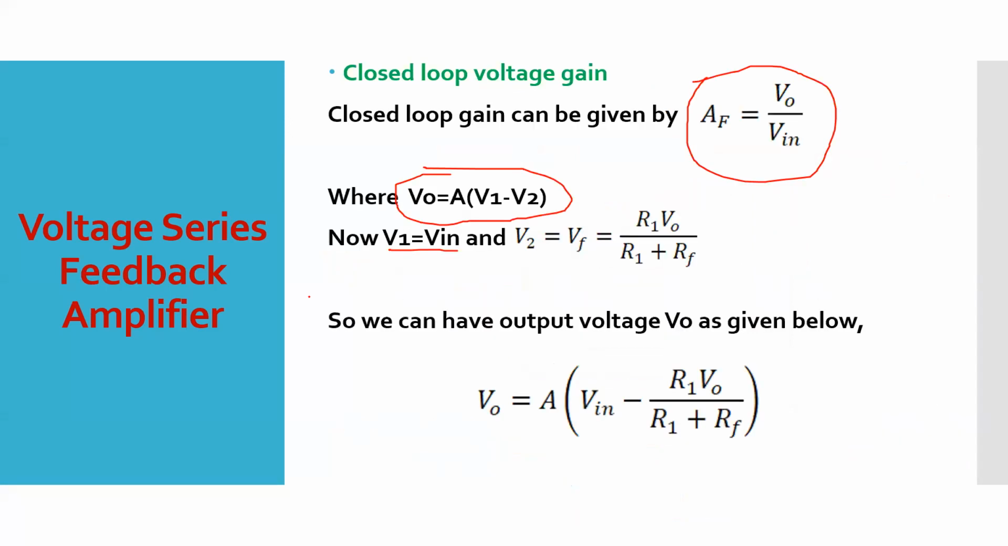Now that equation we have taken here, you can see that Vin is equal to V1 and V2 is equal to VF, that we have taken here like this. So if you put this value of V1 and V2 in this equation, what will you get? V0 equal to, can I take A as it is here? In bracket, in place of V1, I can take Vin, right? And in place of V2, I can put the value of VF, that is, R1 divided by R1 plus RF into V0, so that I have taken here. Can you understand this, everyone?